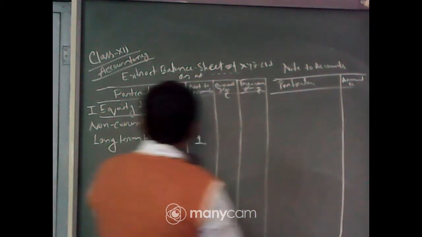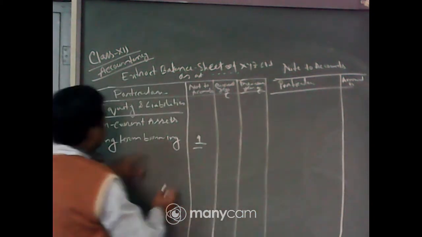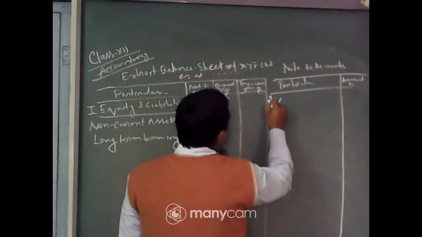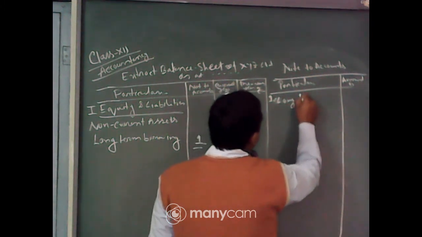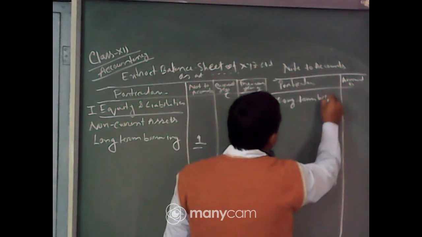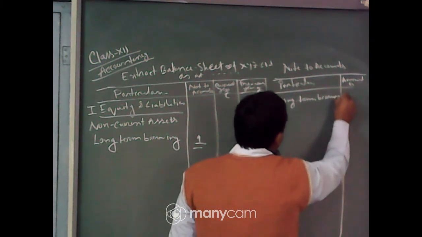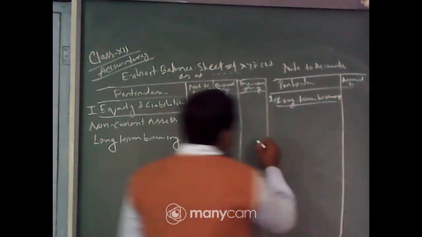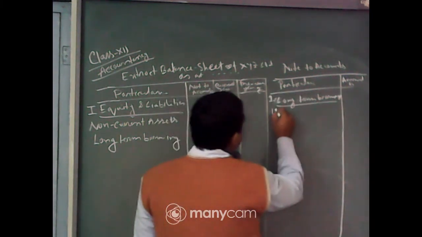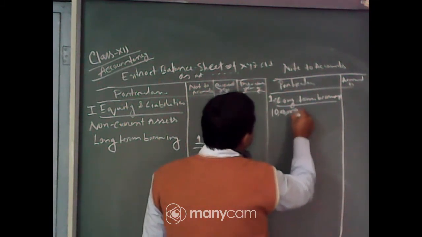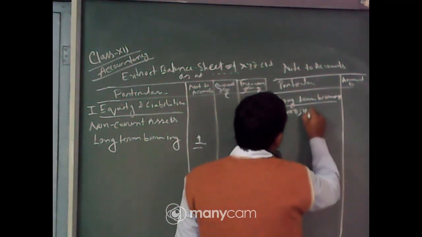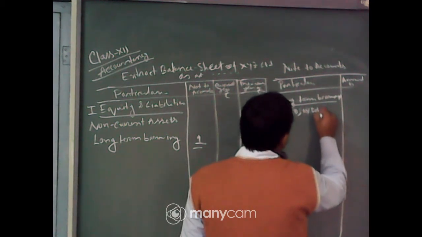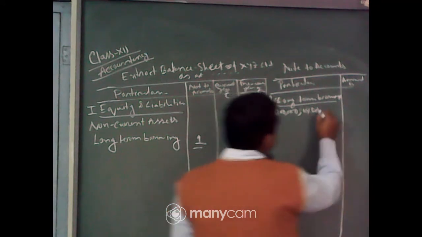So, what is the long-term borrowing? Where you give the note, number 1 is Long-Term Borrowings. Under long-term borrowings, you are issuing 10% debentures. Always there will be a percent in a debenture. Percent means the coupon rate, meaning the interest rate.